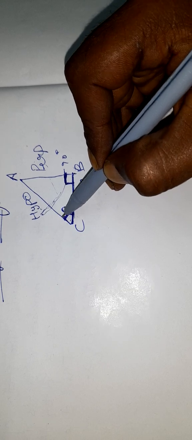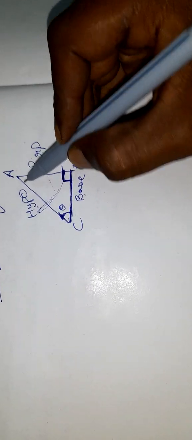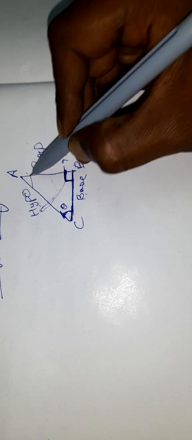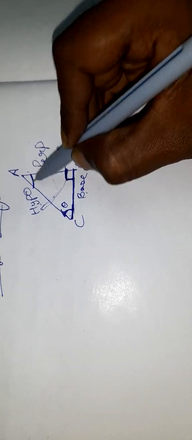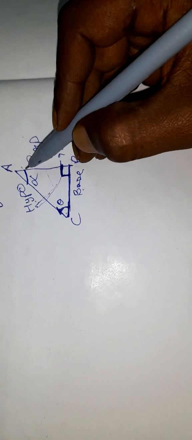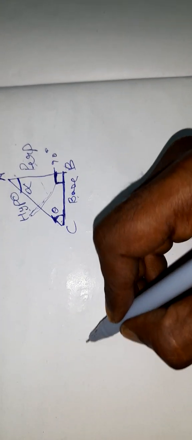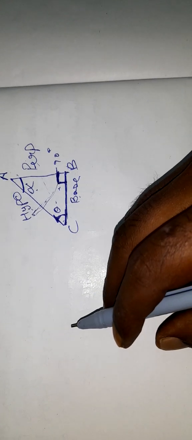Don't think that this theta will stay in one place. This theta can be here also. In that case, let's say this angle is alpha. So this is a triangle, and as you all know, the sum of the angles of a triangle is 180 degrees. Theta plus alpha plus 90 equals 180. So this is the right angle triangle, and these are the sides.